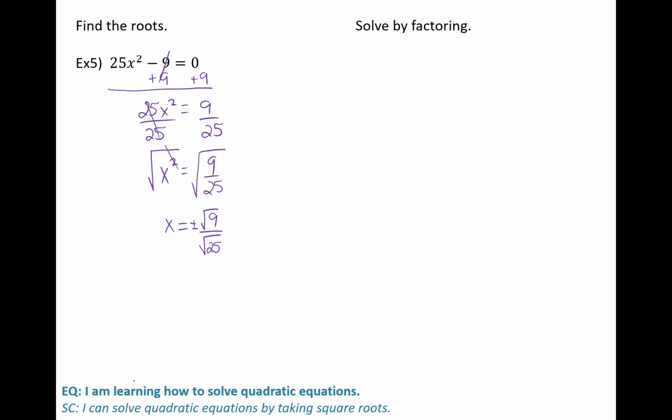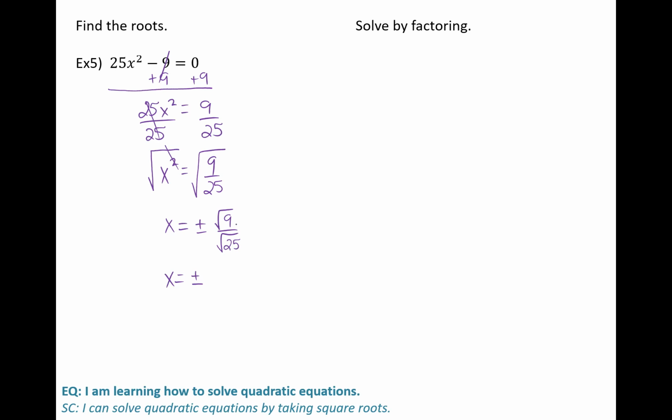That's what I forgot to add in right there. Let me sneak it in, and then let me rewrite this. Okay, so let's put in the plus or minus, and then we have square root 9 over square root 25. There we go. All right, so we can simplify that now. We still have the plus or minus.